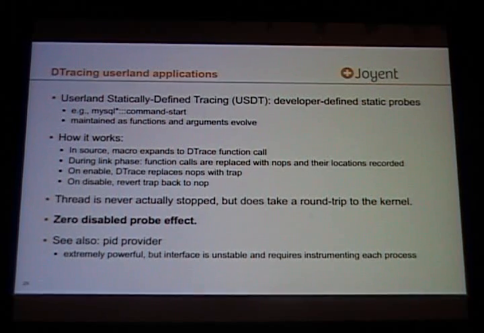So when the application is running normally, we have the zero disabled probe effect. The application runs right through this code. There's a bunch of NOPs, which is actually not measurable. Brendan tried to measure it, and you actually can't see that. When you go enable DTrace, you hot patch the text to trap into the kernel. The kernel fires whatever probes it needs to, and then immediately returns back. It's a fast trap, so it doesn't do all the stuff that the kernel would do for a normal system call. Again, the thread is never actually stopped. It does take a round trip to the kernel. We have zero disabled probe effect. I've already mentioned the PID provider and why we're not using that.